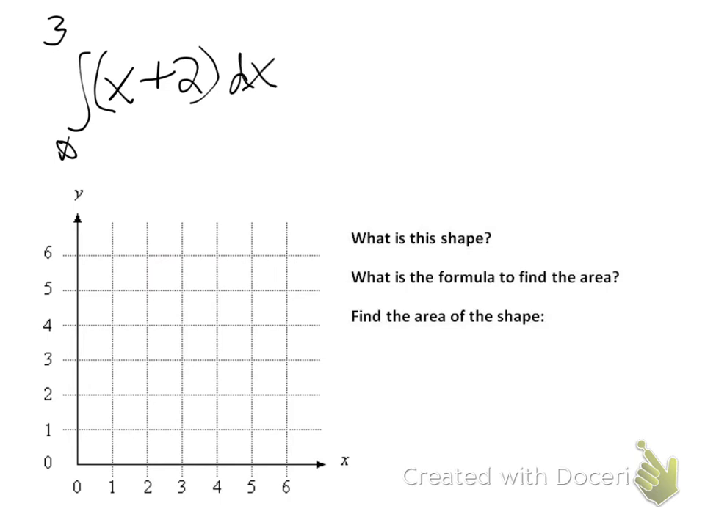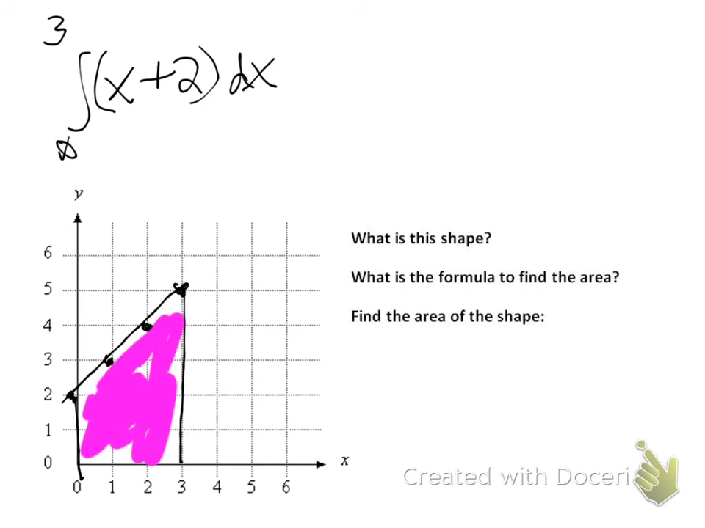So, of course, you would be graphing x plus 2. It's going to be a linear graph. I'm interested in the space between 0 and 3. So if I were to plug in a 0, I'll have a point at 2, 3, 4, and 5. And since I'm interested in the interval between 0 and 3, I again draw a line straight down to the x-axis. And just because I want to, I'm going to color in my shapes. So, what is this shape? This shape is a trapezoid.